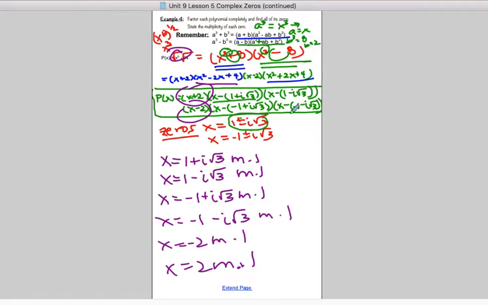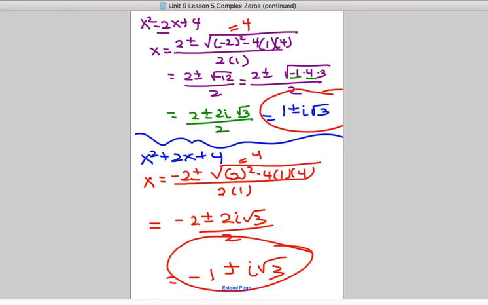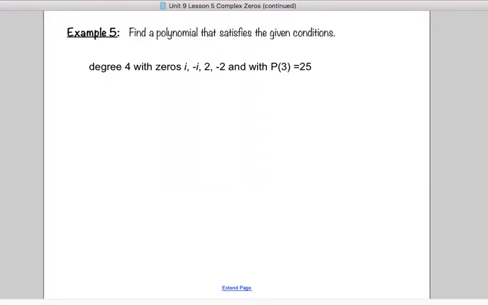All right, example 5. We are going to do the opposite. I gave you the zeros, and now you need to go back to what the polynomial looks like originally. Okay, so it tells me it's a 4th-degree polynomial, and it's giving me 4 zeros, so that's good. I always make sure my degrees and my zeros match up. And then it tells me P of 3 equals 25. Okay, so we'll have to take that into account in a little bit.